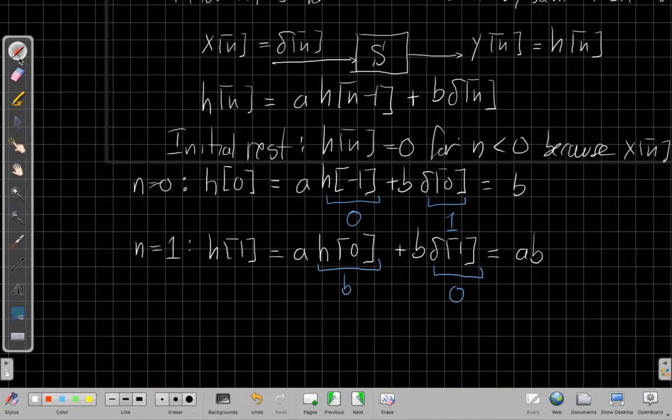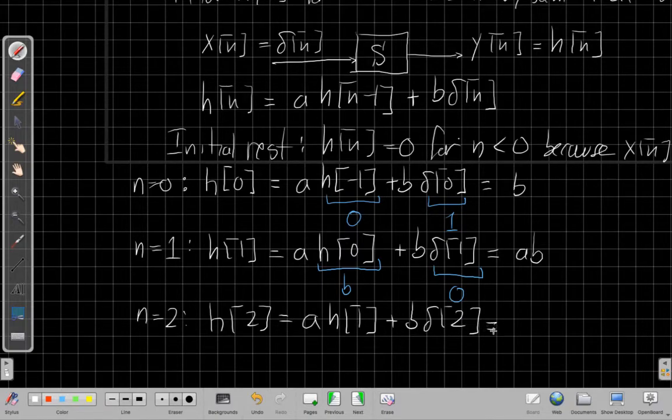And I can play this game until the cows come home. Right? I can say, well, n equals 2. I just plug in n equals 2. I didn't say it's a very good game, but I can keep playing the game as long as I want until I have all the values I need, or I run out of patience and program a computer to do it for me. So now this is equal to a times ab plus b delta of 2, the impulse at time 2. Well, that's something other than time 0, so it's 0. And so I put this together, I end up with a squared b, and so on moving forward.